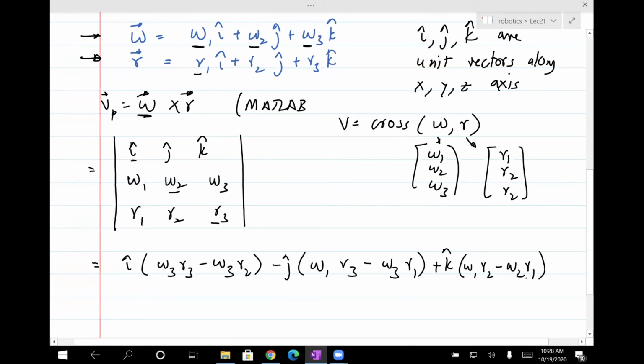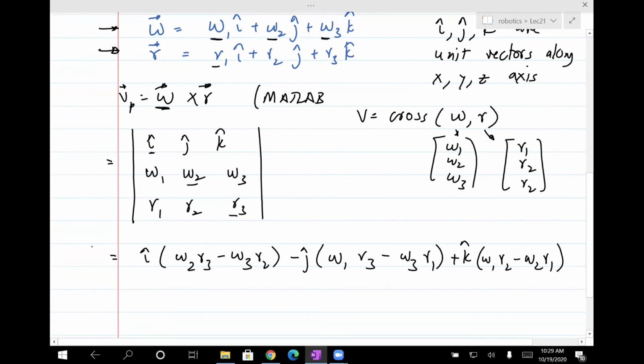Okay, so that's... okay. So looks like I made an error. Omega 2 r3, that's right. Omega 2 r3 integrals. Yes, perfect. Thanks. Okay, so that's VP.